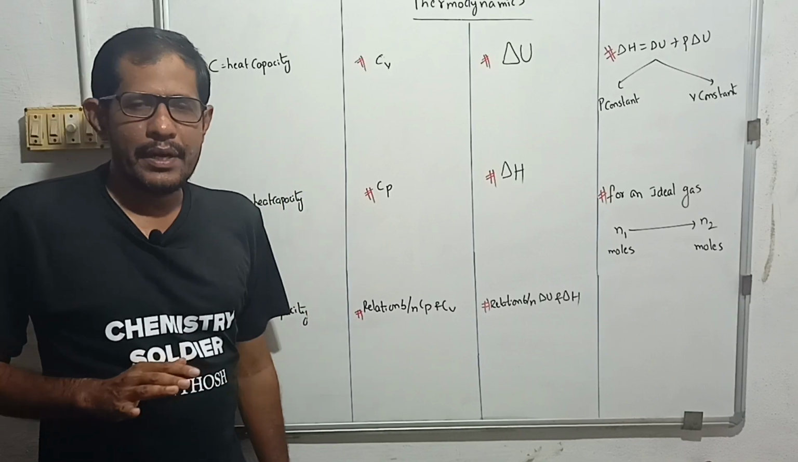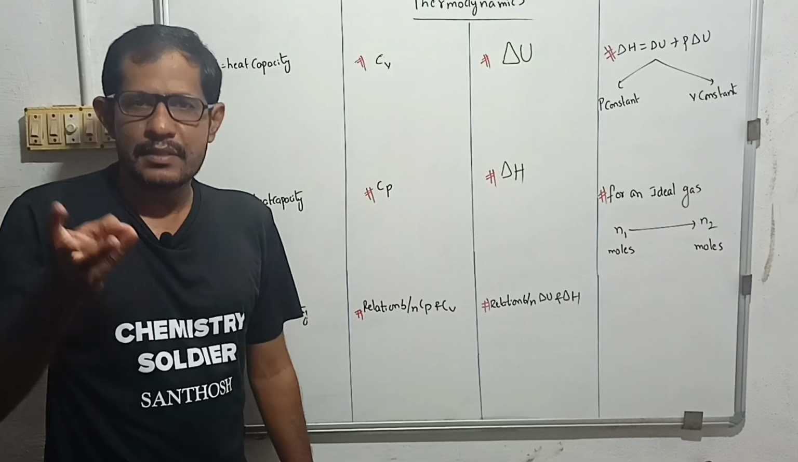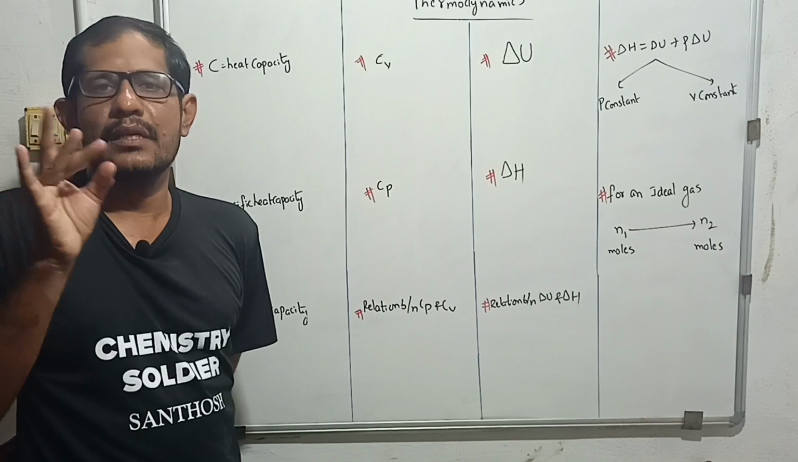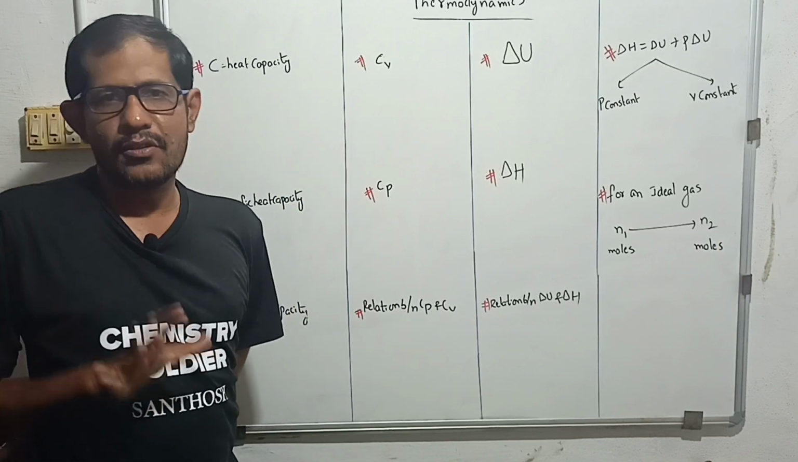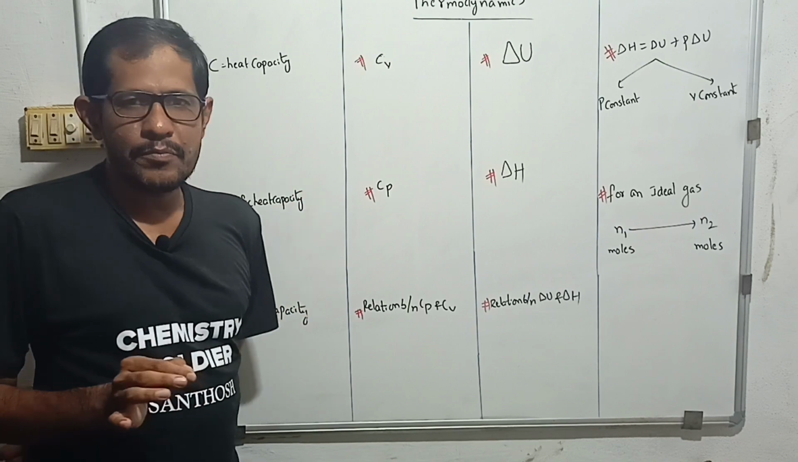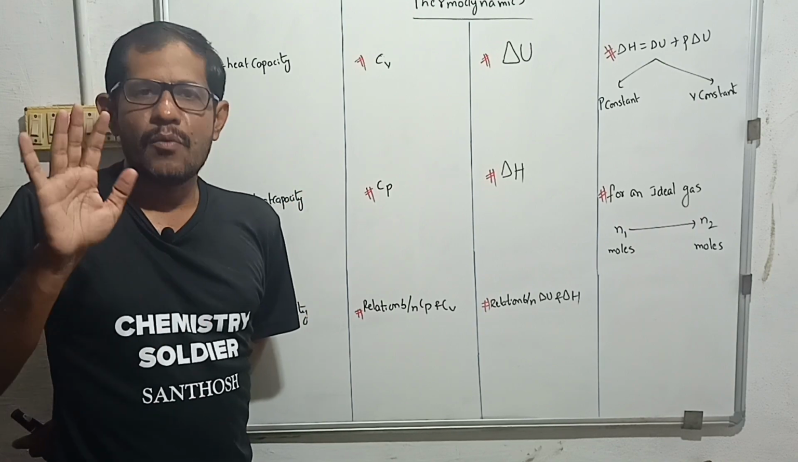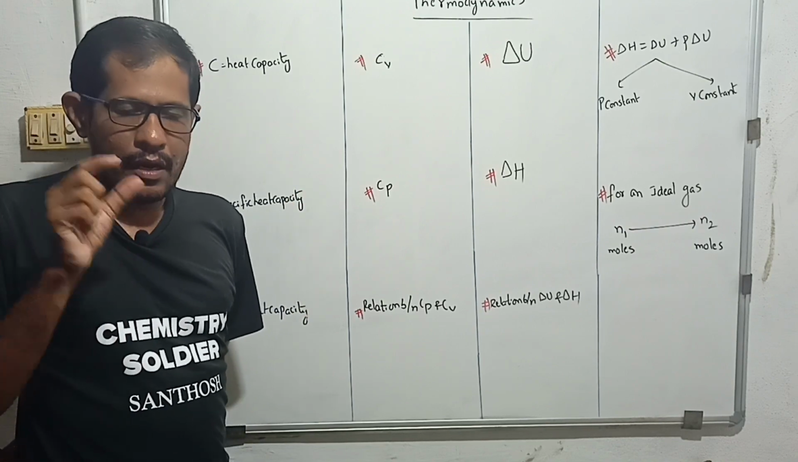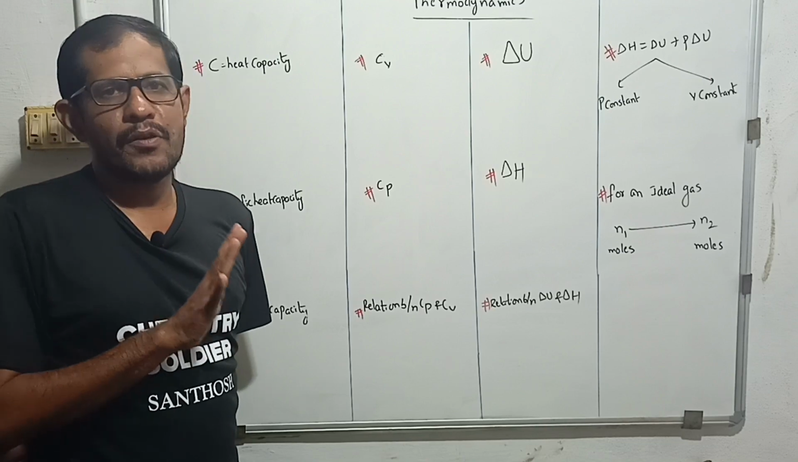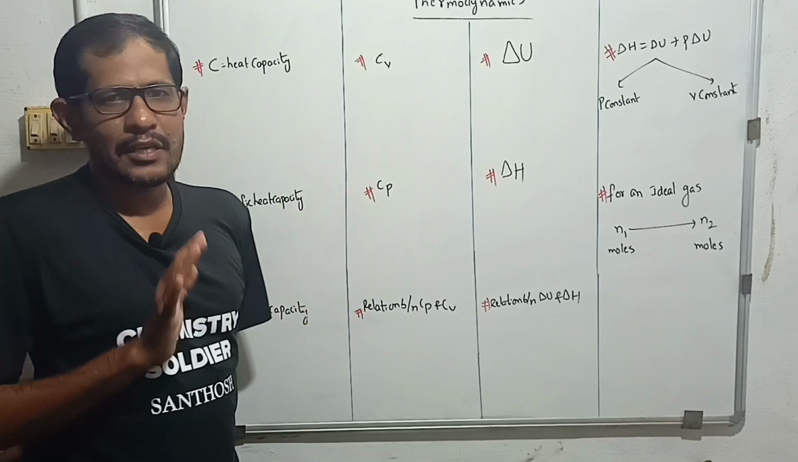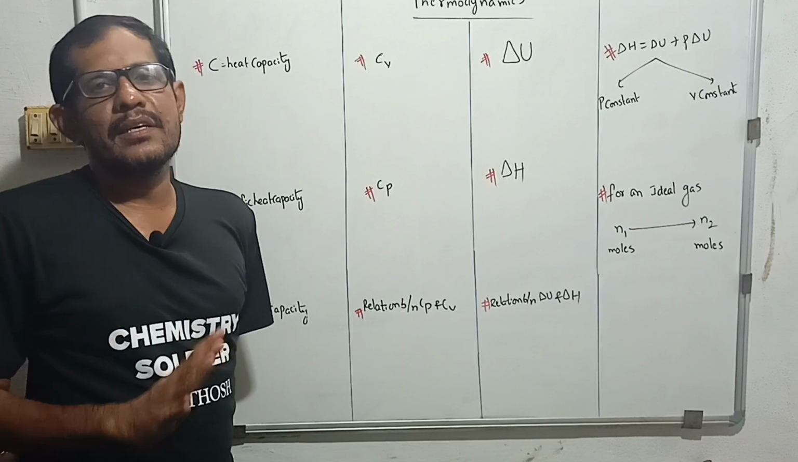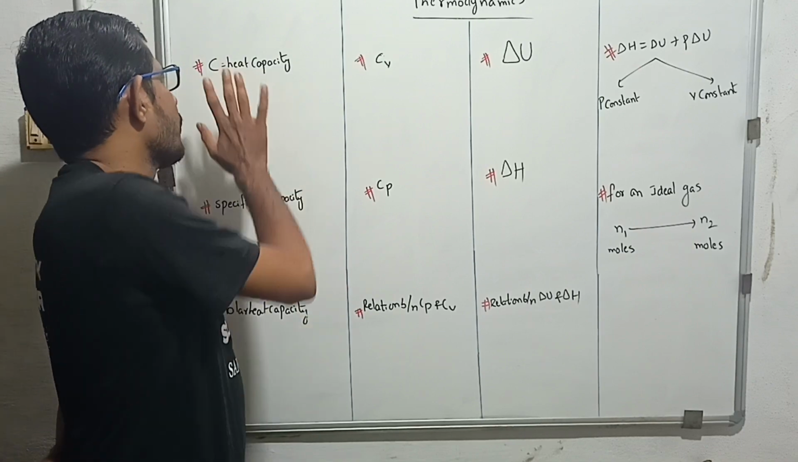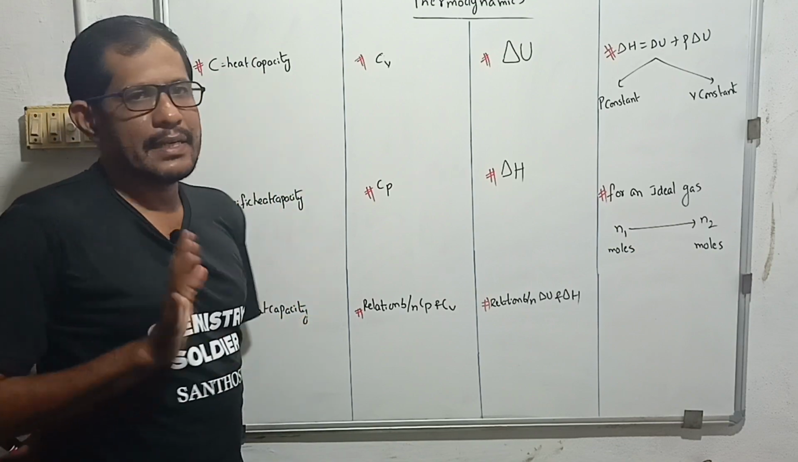This class is very important. If you understand these terms: heat capacity, specific heat capacity, molar heat capacity, change in internal energy and change in enthalpy, then only you are going to understand what is the adiabatic process and what is the isothermal process and the terms involved in it. So observe this class carefully, then the isothermal and adiabatic processes will be very easy for you. First, we are going to discuss heat capacity.